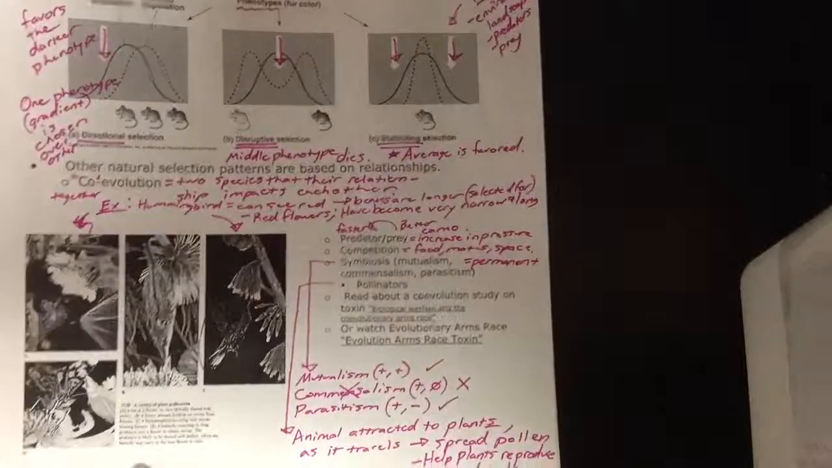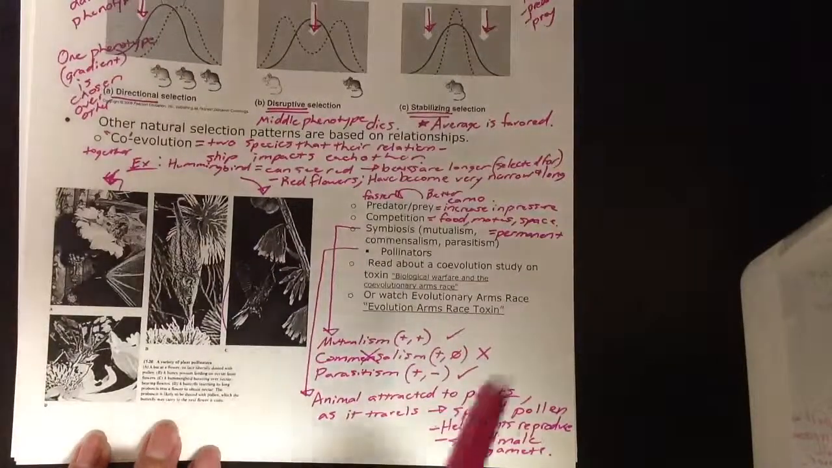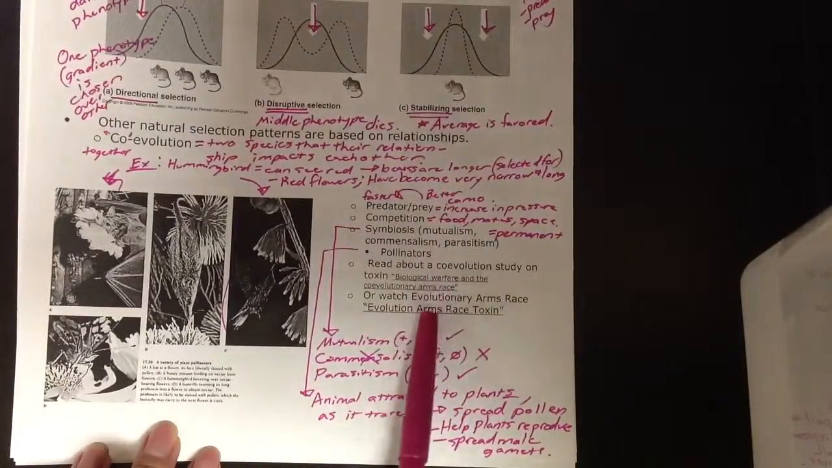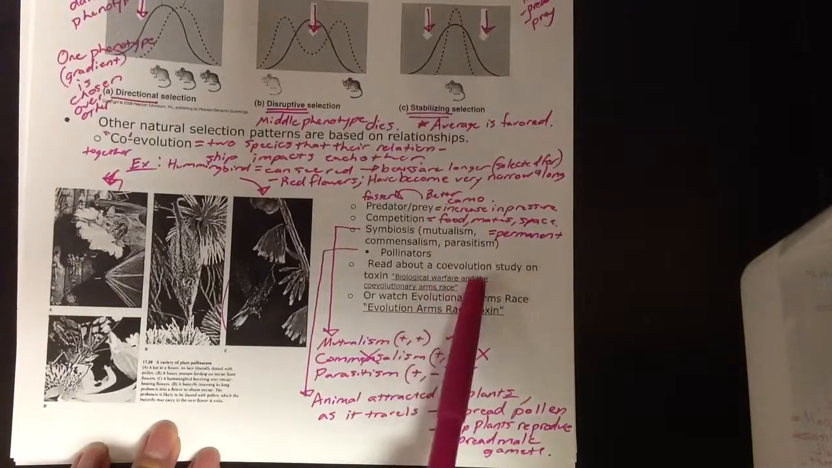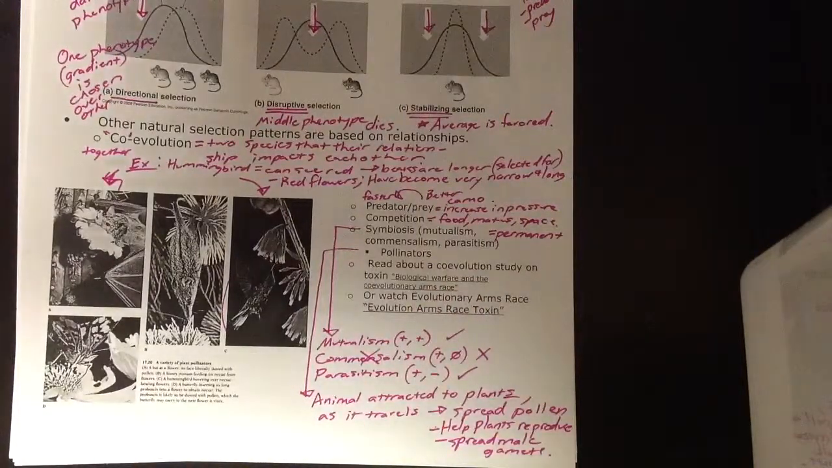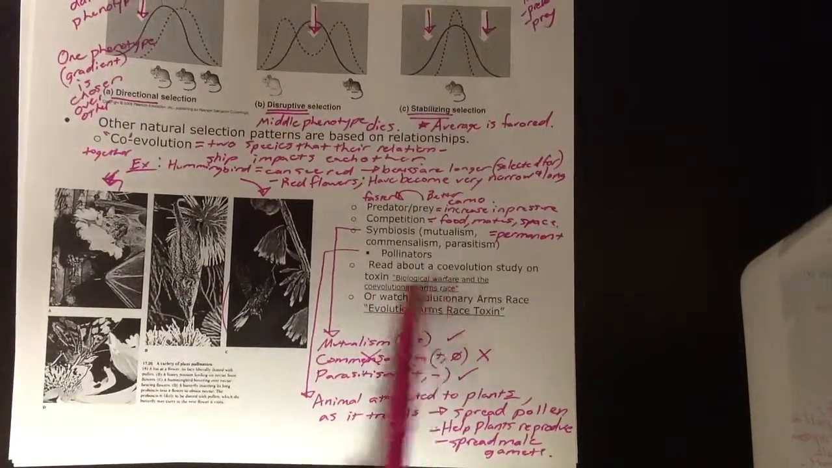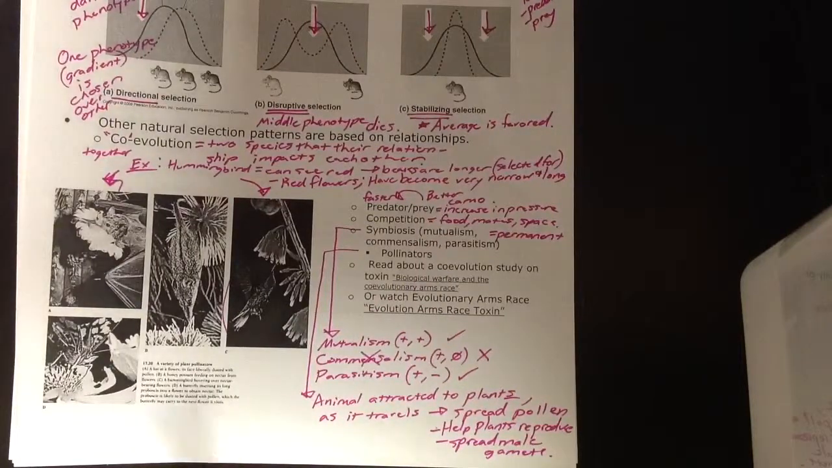On your notes, if you open back up the file, you'll actually be able to see two examples of coevolution, two real-life examples of coevolution. So make sure you take a few minutes to watch those two examples. Make sure you finish up your note cards and finish answering the rest of the questions on this unit.